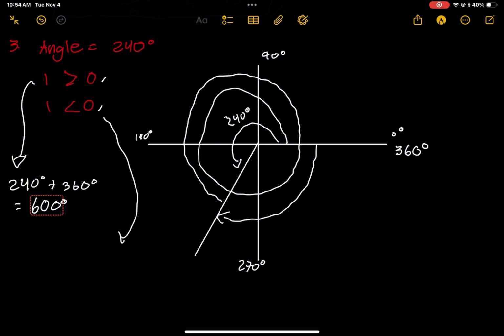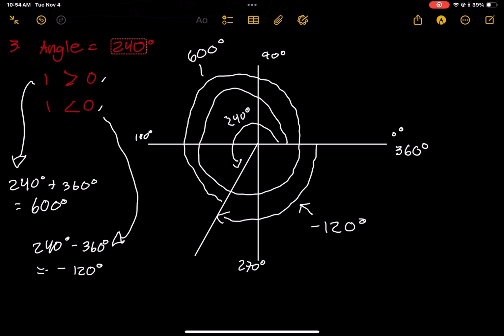And for the negative one, we'll have to subtract 360 from 240 degrees. By subtracting, we will have negative 120 degrees. So this angle right here is negative 120 degrees, and the positive is 600 degrees.